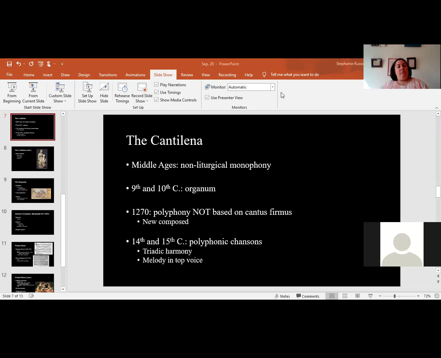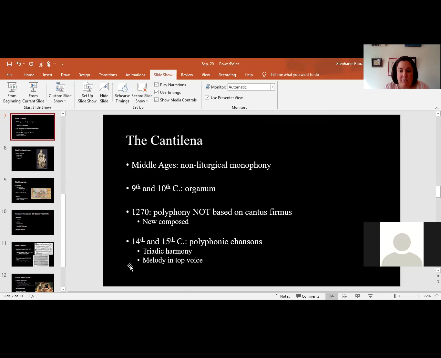So cantilena was usually either 3 or 4 voices based on triadic harmony. Remember, the English countenance in the Renaissance has pervaded intervallic relationships. Everything in the Renaissance is all thirds now. But what really defines the cantilena texture is not necessarily the number of voices, but the fact that the melody is in the top voice.